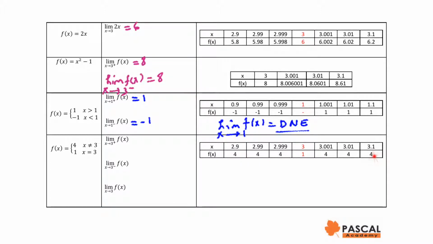The value of the function is 4. We are not interested in the value of the function at 3, although we know it is 1. The right side limit is 4, the left side limit is 4. They are the same, therefore the limit of f of x as x approaches 3 is 4.